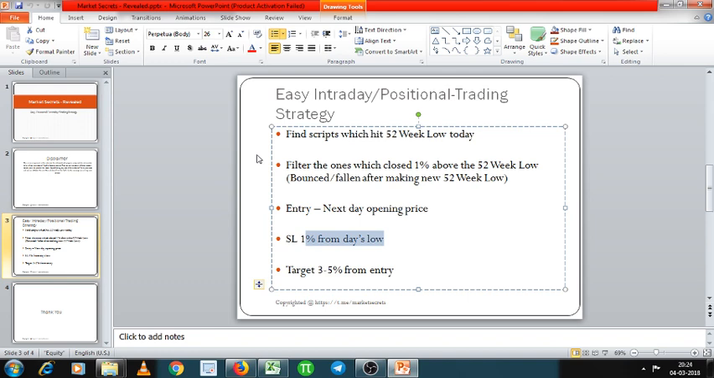The second thing is that the stock should be fundamentally strong. In that case, simply speaking, you can use any stock from NSE to trade on this strategy.